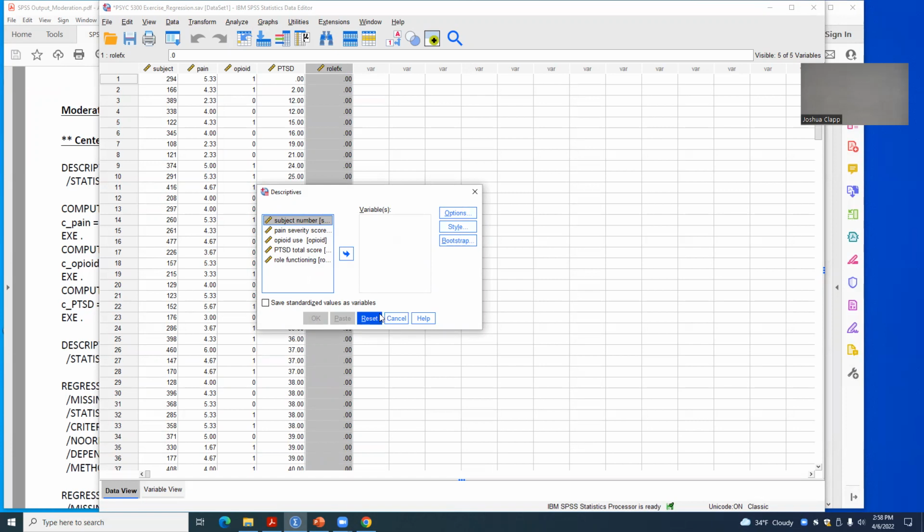Okay, so here we're just using role functioning, not the natural log of role functioning. So things will be a little bit different than what we had previously, because we're just going to ignore the grossness of the outcome and pretend that's not a thing for right now. But what I want to do is look at my descriptives for pain severity, opiate use, and PTSD.